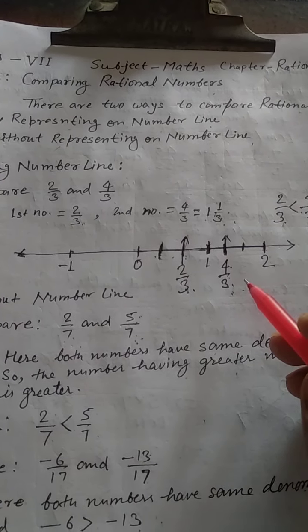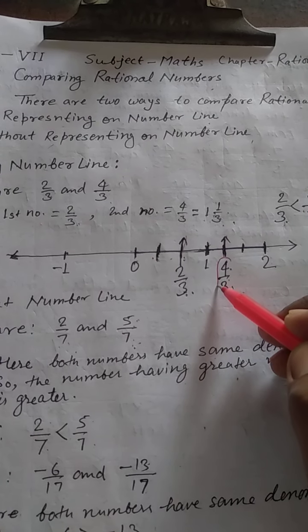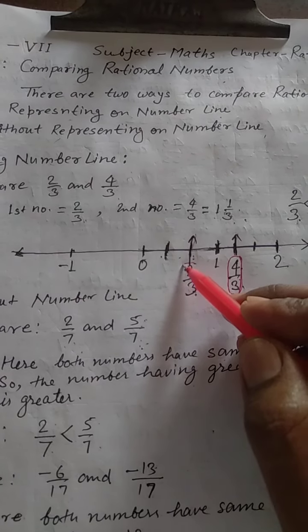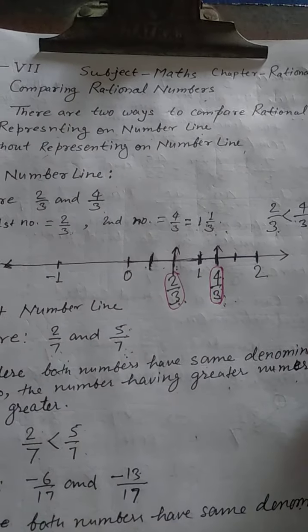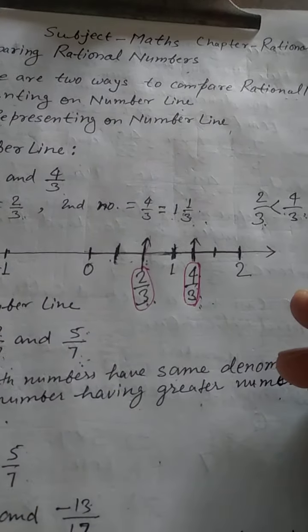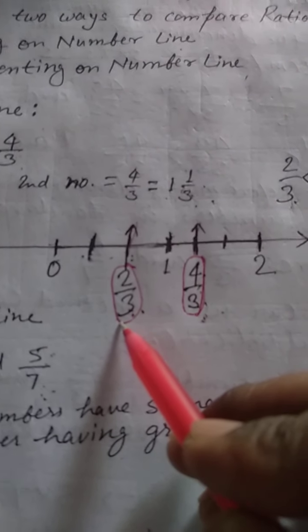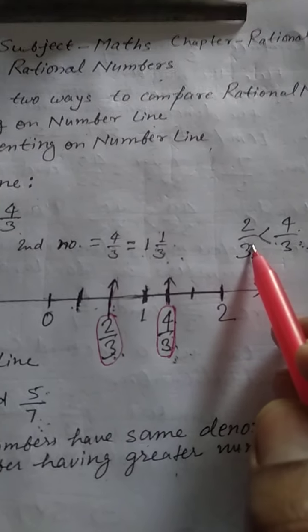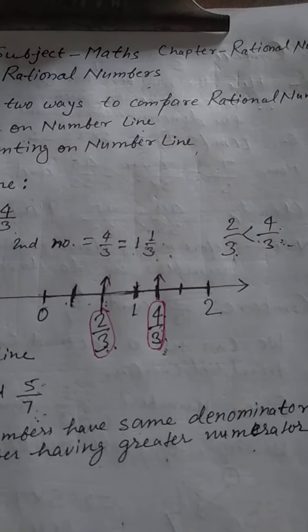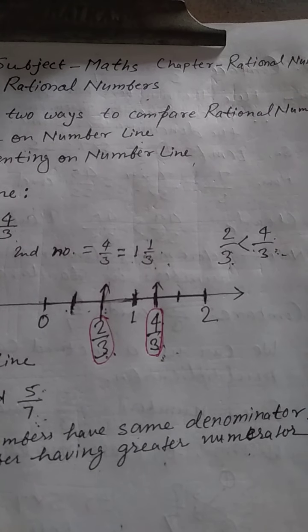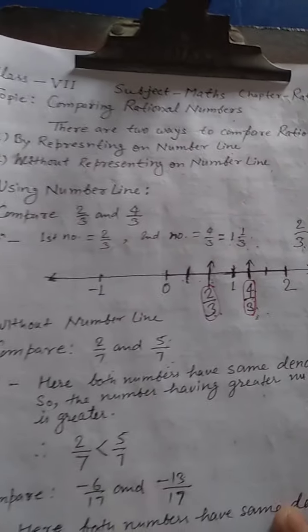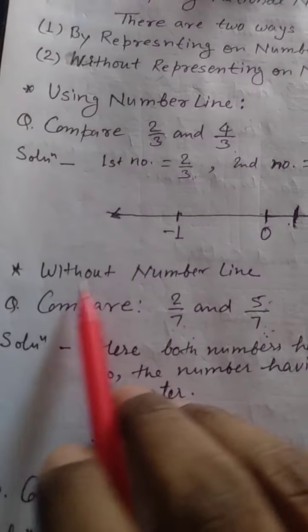And you can see 4 by 3 is on the right side of 2 by 3. And you know well, the number on the number line which is on the right side of the given number is greater. So 4 by 3 is greater than 2 by 3. This is the comparison. But for any set of rational numbers, this may be lengthy. So I am going for the method without a number line.